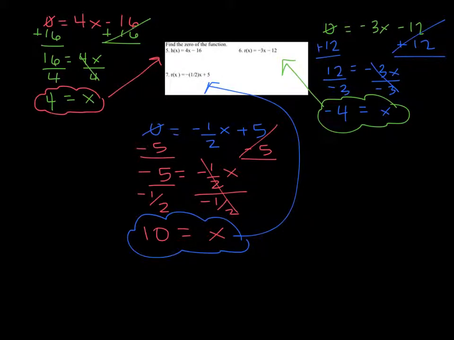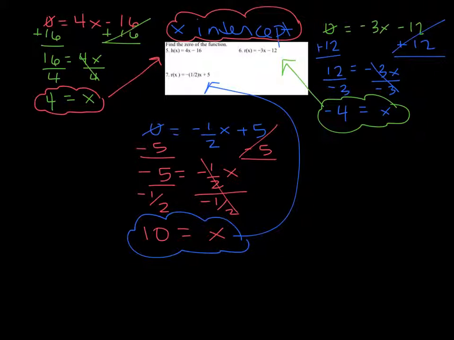Okay, so hopefully you didn't have any issues with that. I decided to go ahead and show my work, and so instead of using a calculator, I substituted in 0 for y, and then I solved for x. Because remember, the zero of the function is the x-intercept. So to find the x-intercept, all I'm doing is looking for where is y 0.